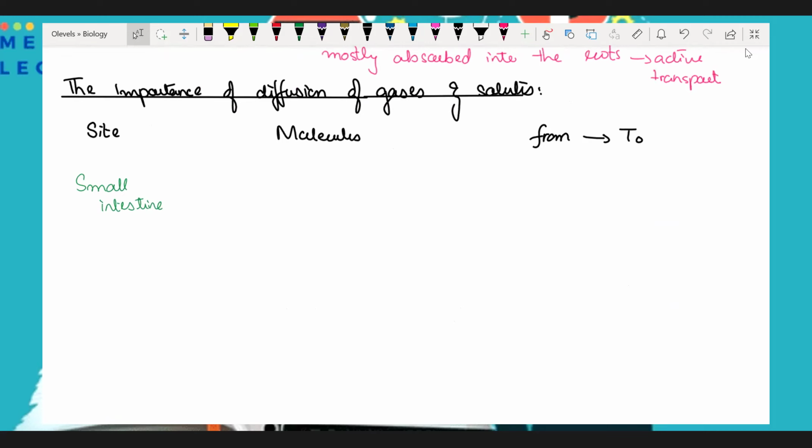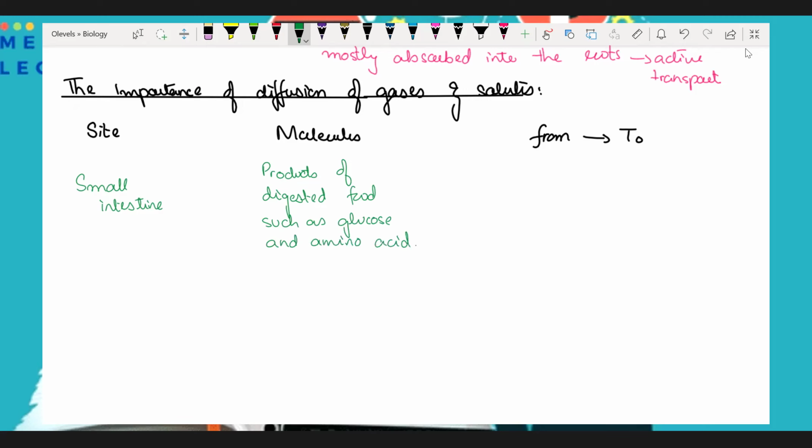So first, we have to see the example of diffusion in different organisms and body parts. For example, in case of small intestine, what molecules are actually diffused into and outside? They are the products of digested food, such as glucose and amino acids, right?